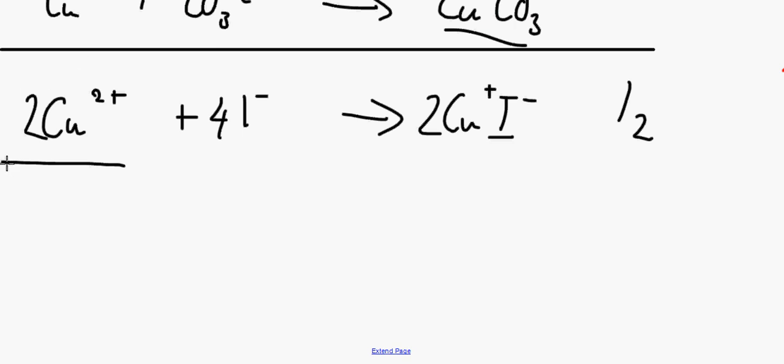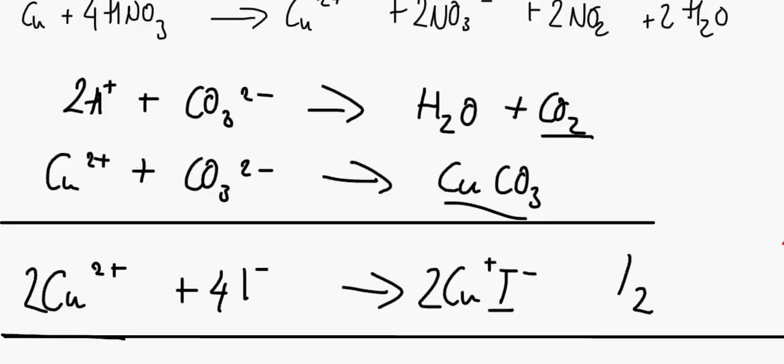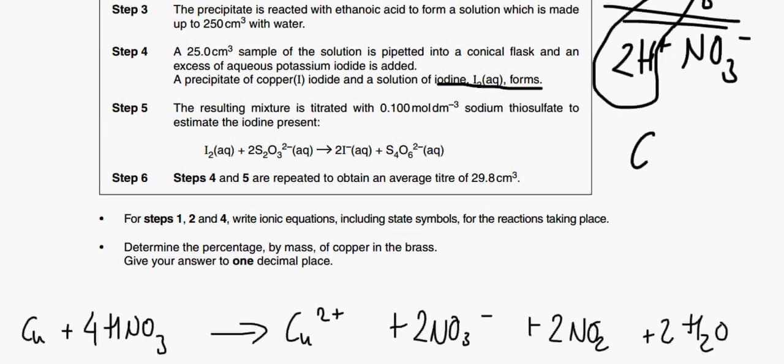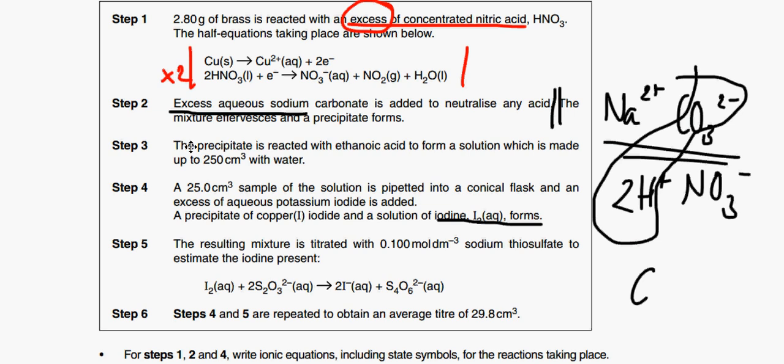And that is our 3 ionic equations, or 4, because it's 4 marks, so it needs to be 4 ionic equations. Now the next bit is just asking us to determine the percentage purity of the copper, or how much copper there is in this brass. So what we've got to do is to read it properly. So we've got all of this, and the precipitate is reacted to form a solution which is made up to 250 centimeters of water. Now, pretend that it's actually in your hand.